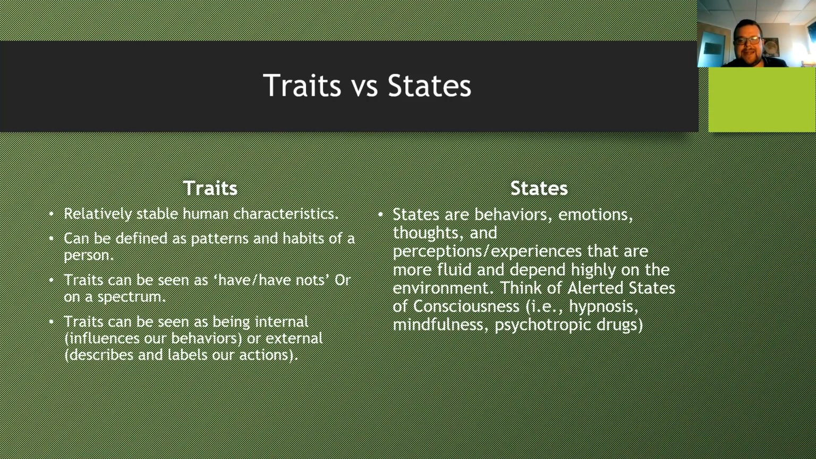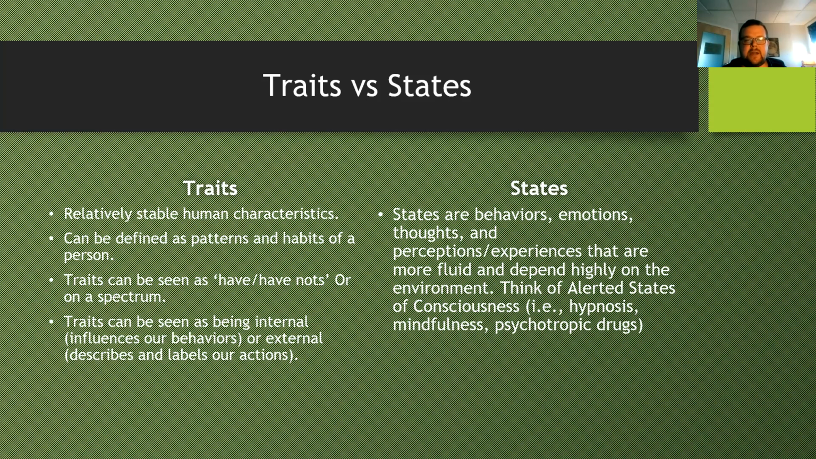Another way to think of states is to think of altered states of consciousness. So that's hypnosis, mindfulness, psychotropic drugs, right? If I have someone who has a trait that they're typically rather stressed, and we use mindfulness to put them in a state of relaxation, they could be relaxed, and that would be a state, because typically their trait is that they're rather stressed or high strung. So those are the different elements to understand: a state is really dependent on the environment and is fluid. It is not going to be long term, and a trait is a relatively stable human characteristic.